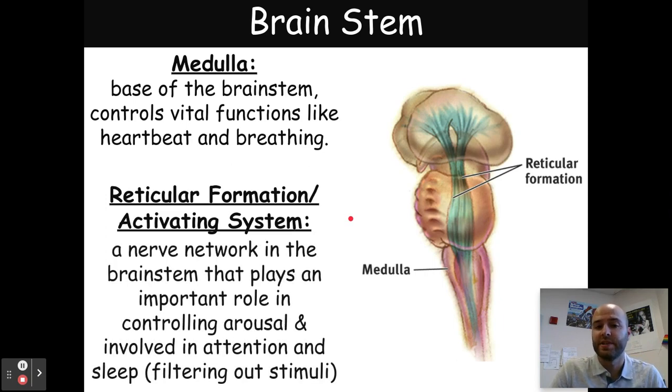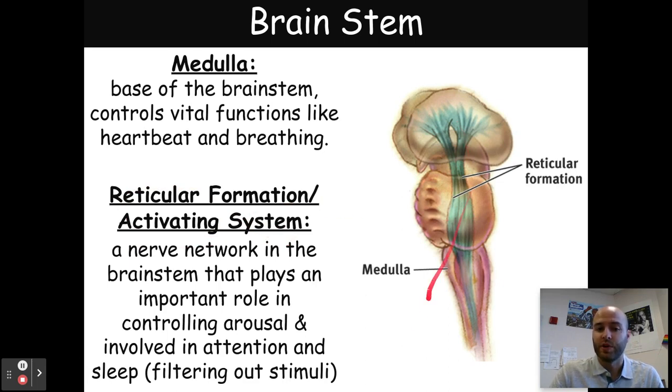Next up, you have something called the reticular formation, or also you might hear it as the reticular activating system. This is that little bundle of nerve fibers, a nerve network in the brainstem that plays an important role in controlling arousal. It's involved in attention and sleep through filtering out stimuli. So you might notice this little bundle of fibers continues and projects up into the brain. That's how it deals with arousal, right? As the brain needs to be woken up and different areas need to be activated, the reticular activating system is responsible for that in arousing the different parts of the brain that need to be involved in certain tasks.